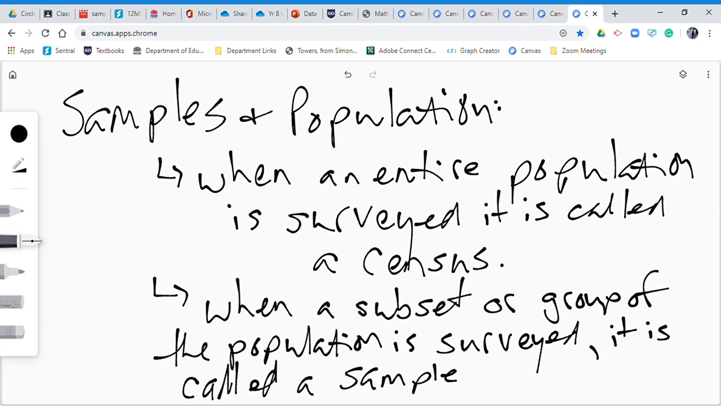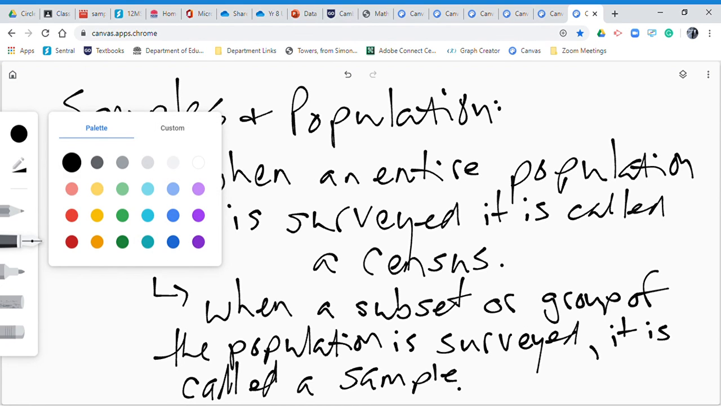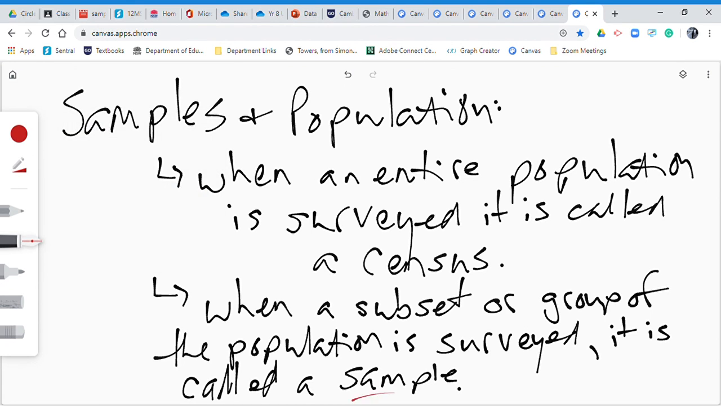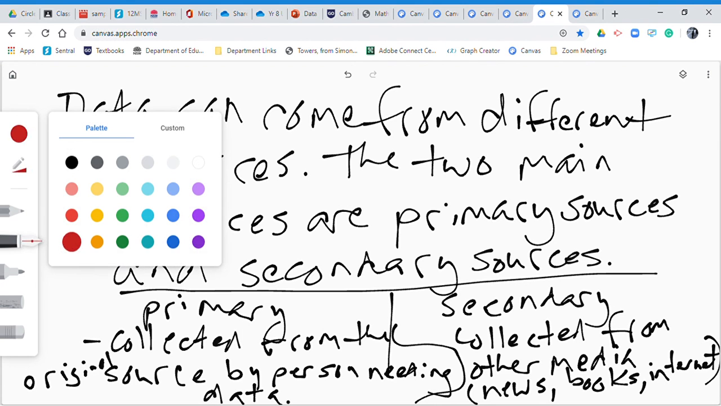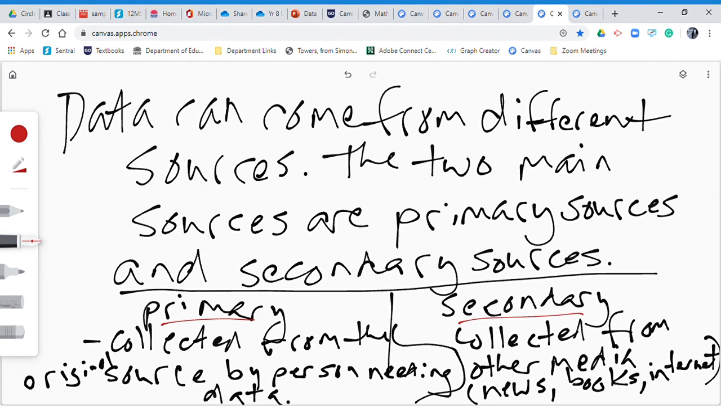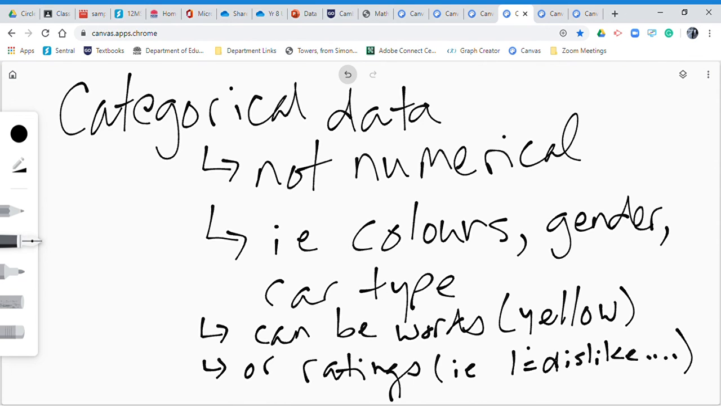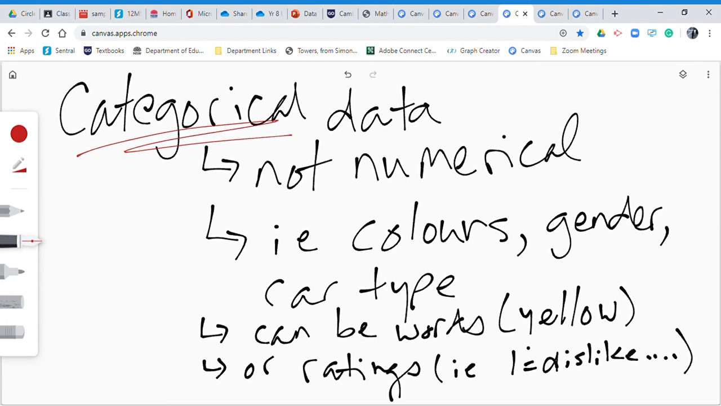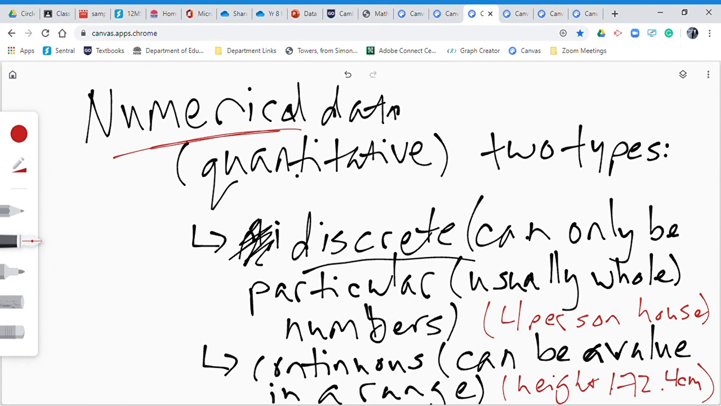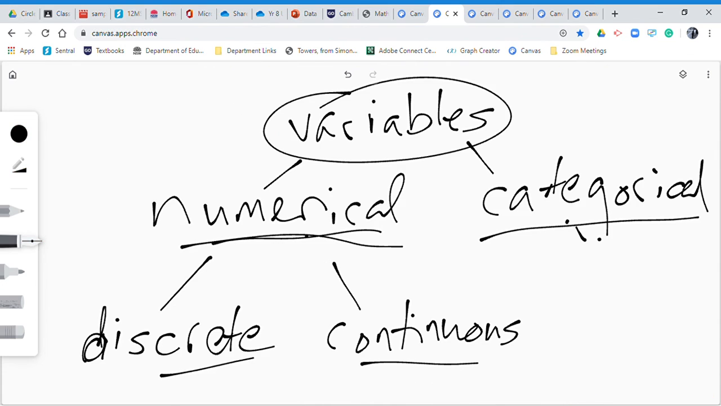So just to quickly make sure that I go over the important parts, make sure you know what a sample is. Make sure you know what a census is. Make sure that you know the difference between a primary and secondary source. Make sure that you know the different types of data. There is categorical data and there is numerical data. Make sure to know the two types of numerical data. There is discrete data and there's continuous data. Make sure you understand the big picture of how this all fits together.